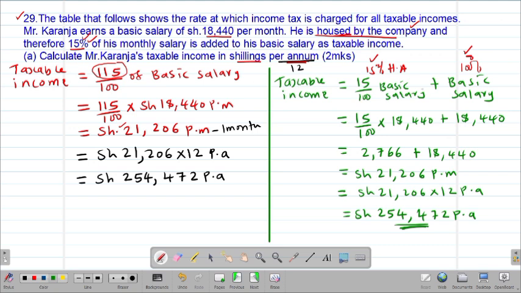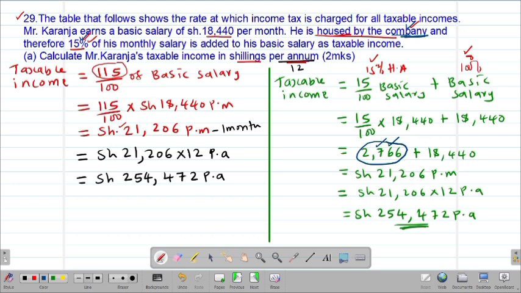Notice that in this case, we are not subtracting the nominal rent because we are not given the nominal rent. Therefore, it means that the house rent that was being required by this particular company was an amount equivalent to 15% of the basic salary. So it means that the rent required by the company house was 2,766 shillings, which is equal to 15% of the basic salary. Therefore, there was no nominal rent required by the employee to pay back to the company because the 15%, which was the house rent, was equivalent to the amount required as the rental income for this particular company that was housing Mr. Karanja.